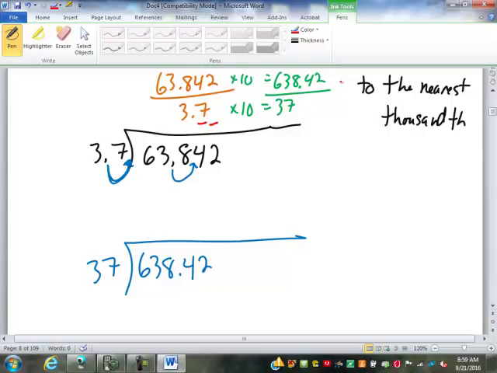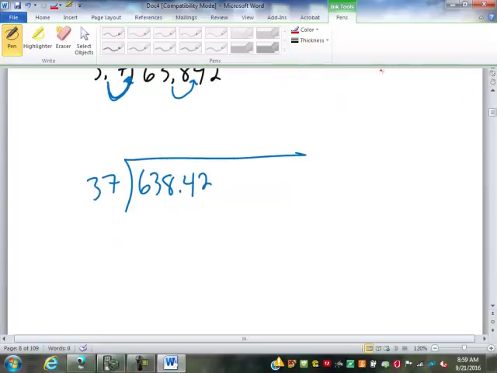So now I'm going to go ahead and divide just like I normally would. Does 37 go into 6? No, so I leave it blank above the 6. Does 37 go into 63?